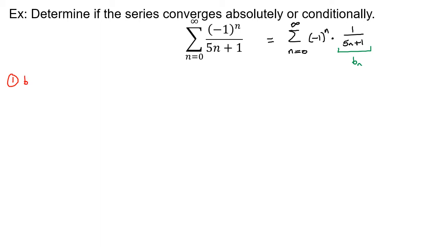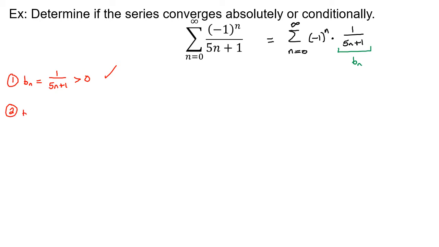You need the b sub n's, which is in this case the 1 over 5n plus 1, to be bigger than 0, which it would be. On top, you always have the number 1. That's always going to be positive. On the bottom, if you plug in different values of n that are positive, or in this case starting at 0 as well, there's no way to get a negative number on the bottom. So yeah, it's always going to be positive.